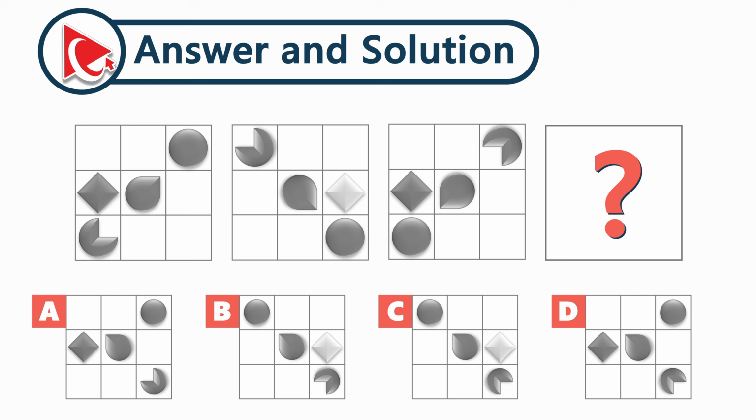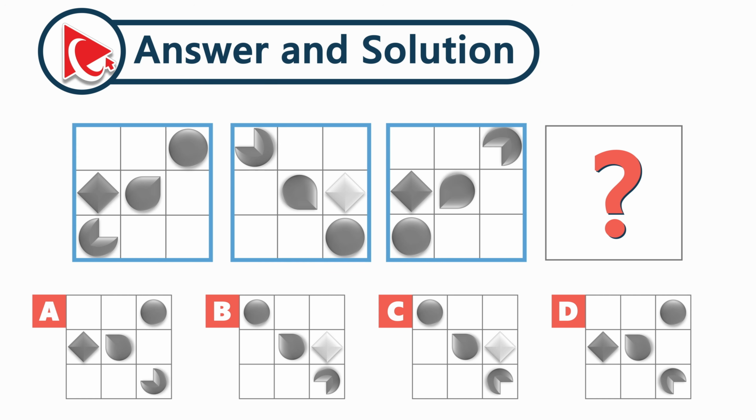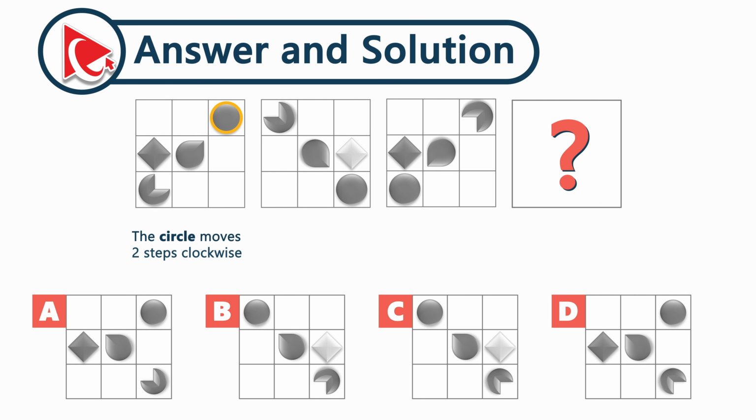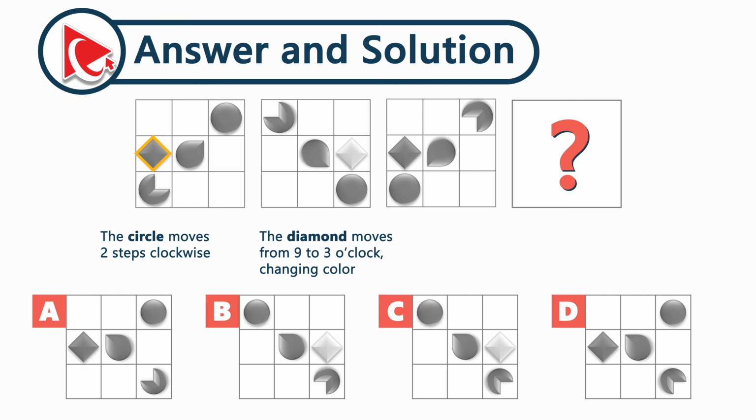Let's follow each individual shape in squares 1 through 3 to detect the pattern for that particular shape. Let's first start with the circle. The circle moves 2 steps clockwise. It basically goes from corner to corner to corner and then to another corner again. The diamond stays on the same line and moves from 9 o'clock to 3 o'clock positions. But here's the caveat. It also changes color. When diamond is at 9 o'clock, it has a darker color, and when it's at 3 o'clock, it has a lighter color.